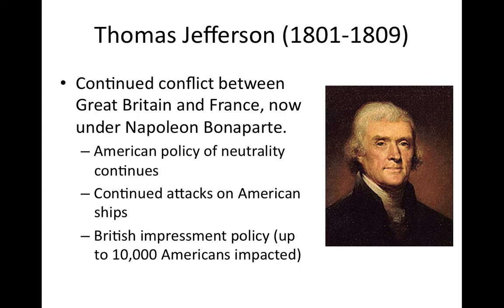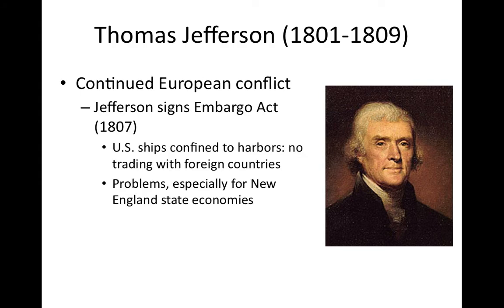So this, of course, made many Americans mad. Jefferson, in an effort to stop the British from doing this, signed a bill passed by Congress called the Embargo Act in 1807. And the Embargo Act basically did one major thing. It said that Americans would no longer trade with international powers. American ships, in an extraordinary move, were confined to their harbors.